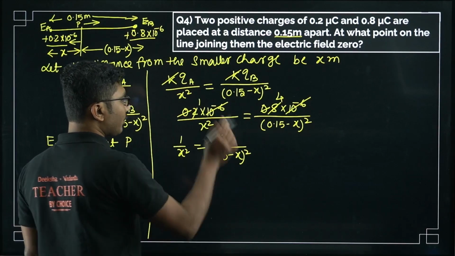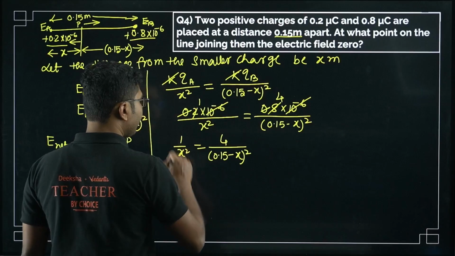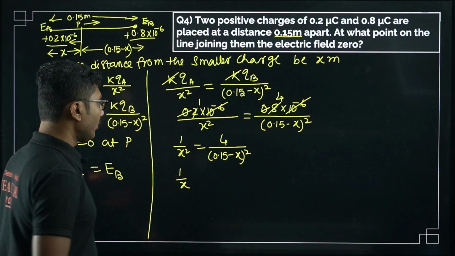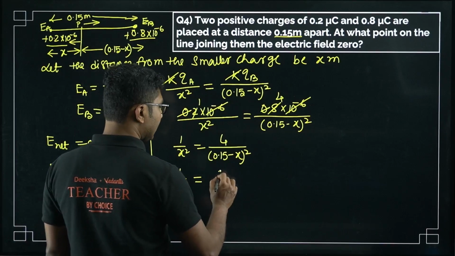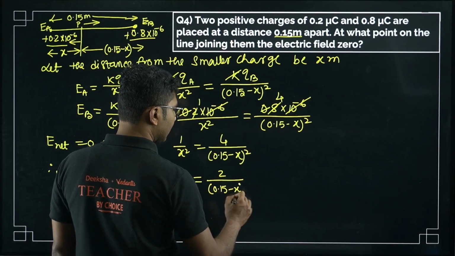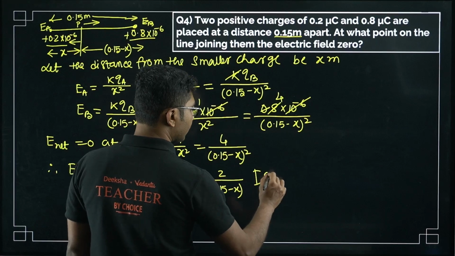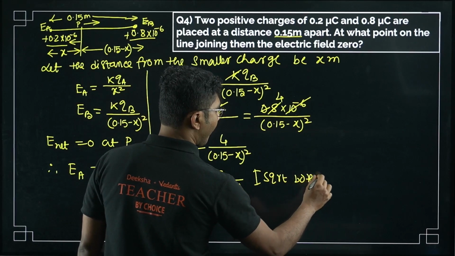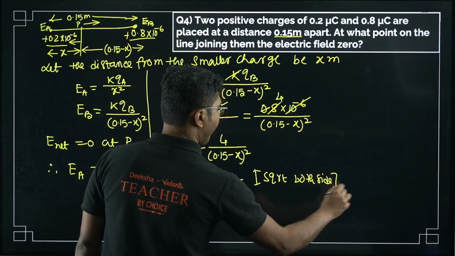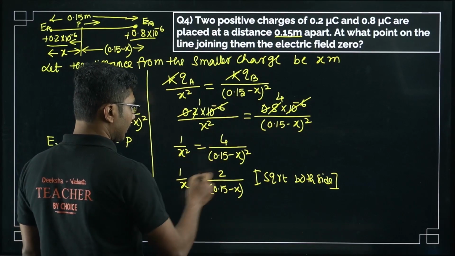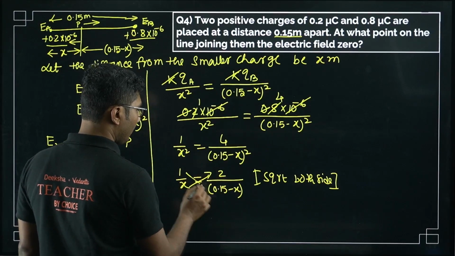You have to take the square root on both sides. So if you take square root on both sides, on left hand side you get x, and on the right hand side you get 2 by 0.15 minus x. Okay, this is square rooting both sides, right? Now you just need to solve this. You just do the cross multiplication.